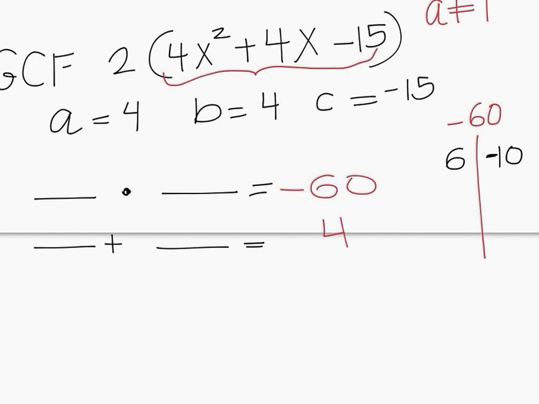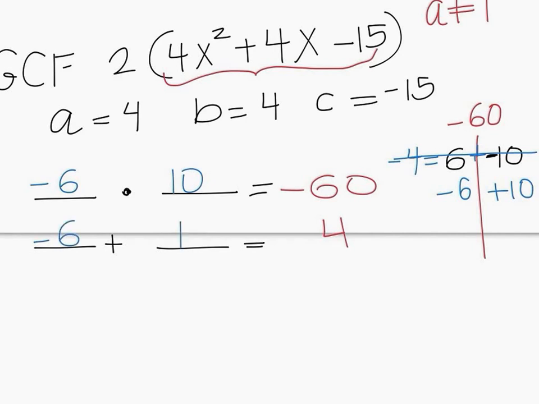Now if I add those two numbers, that will give me a negative 4, which is not what I want. I want positive 4. So I just switch the sign for those two numbers. Now negative 6 times 10, that's negative 60, and negative 6 plus 10, that's a positive 4. So these are my two numbers.